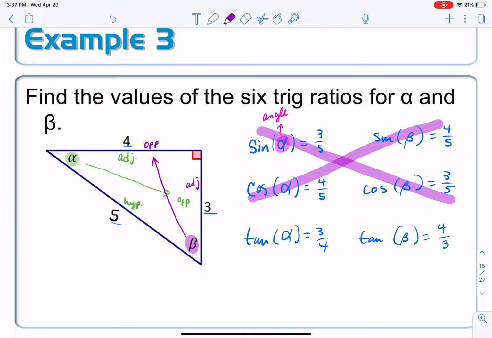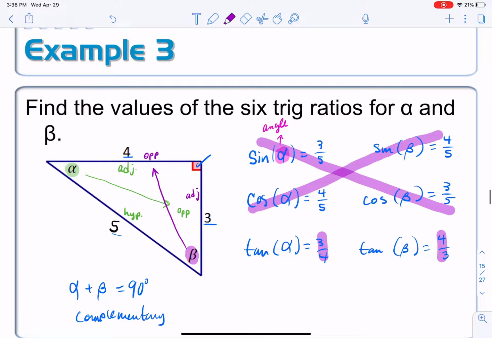And what's the relationship between alpha and beta? This is a right triangle. We already have 90 degrees here, so alpha plus beta also has to add up to 90 degrees. They're complementary. And now look what happens when we switch our opposite and our adjacent side for tangent. We just get a reciprocal. 3/4 becomes 4/3. Something that will always happen.